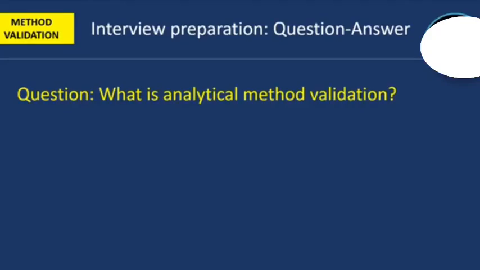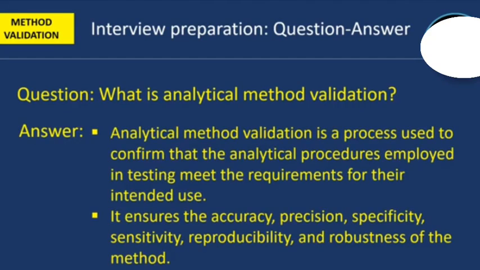First question, what is analytical method validation? The answer is analytical method validation is a process used to confirm that the analytical procedures employed in testing meet the requirements for their intended use. It ensures the accuracy, precision, specificity, sensitivity, reproducibility and robustness of the method.